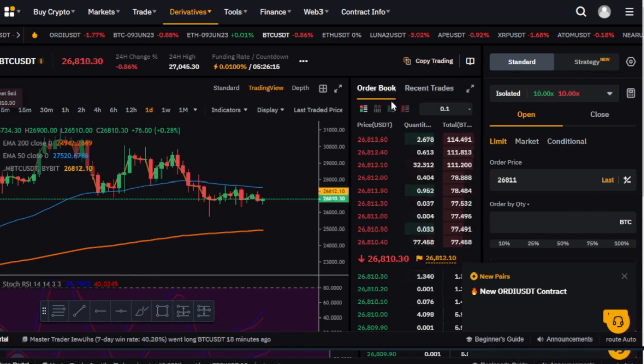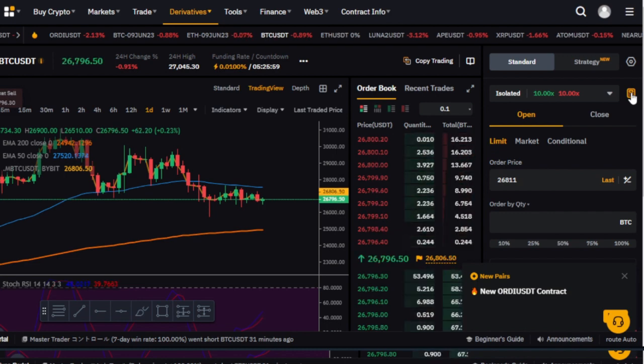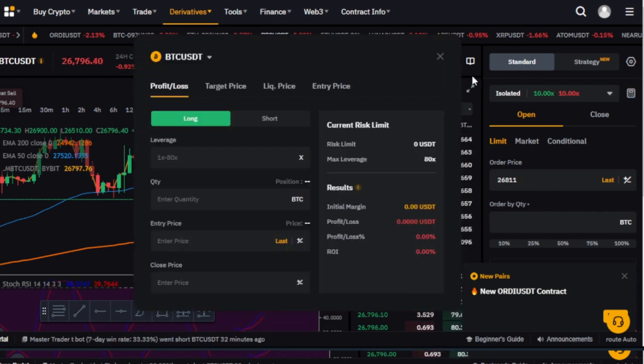Whenever you want to trade futures on any of the exchanges you are using, in this case I'm using Bybit to demonstrate this, there is always a calculator that will help you determine what you're expecting in the market. Whether you're using the web version or the mobile app, you always see the calculator at the top.